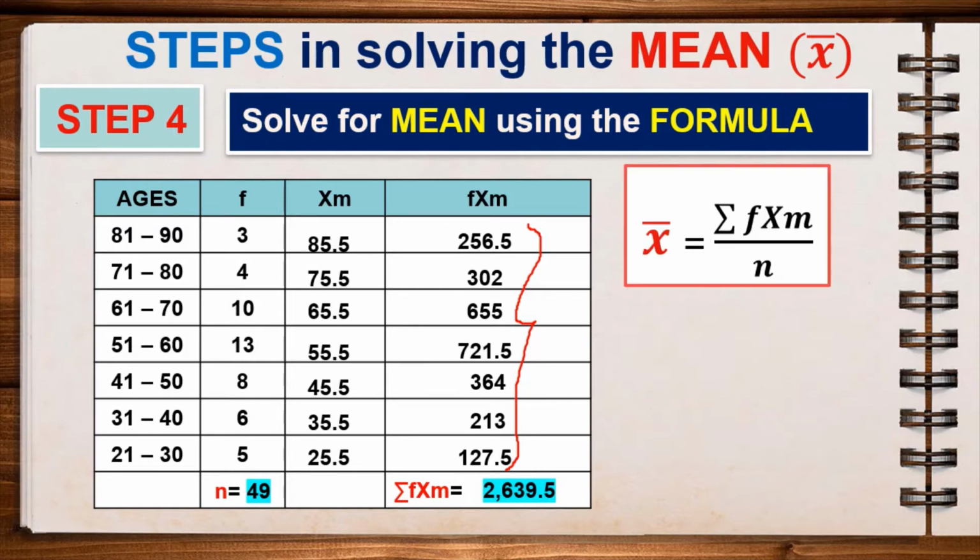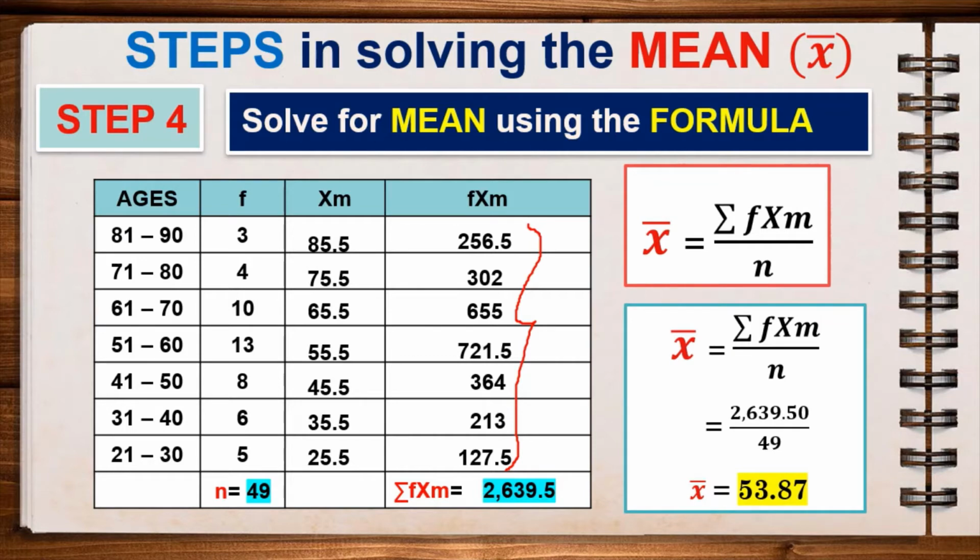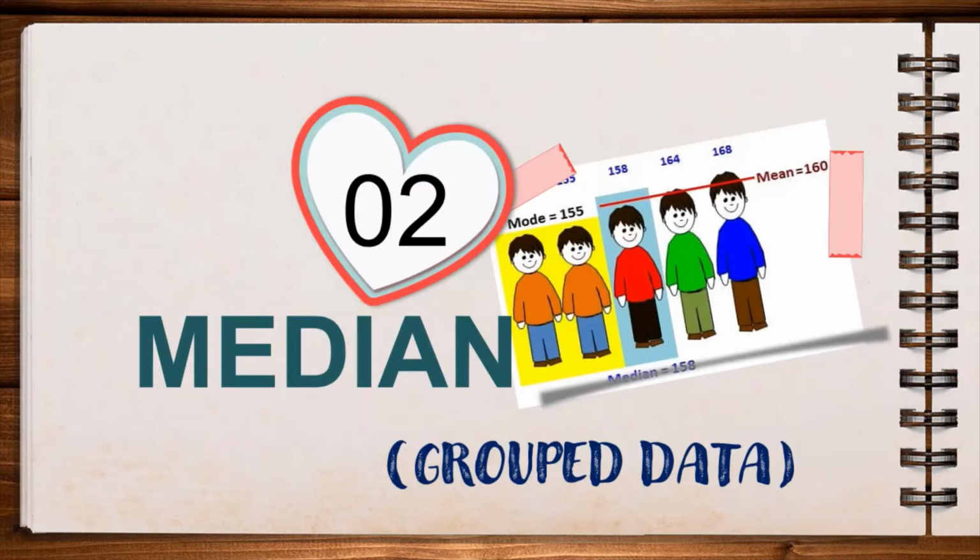Okay, next. So, ang gagawin natin, substitute yung value. So, ngayon ay 2,639.5 divided by 49. So, the answer is 53.87. That is your mean. Next, we will proceed to median.